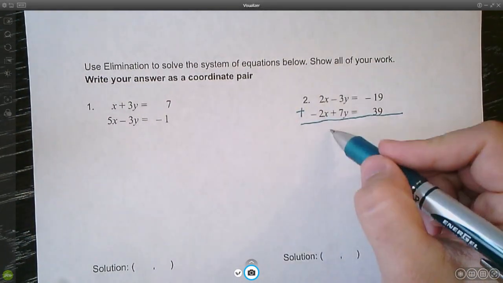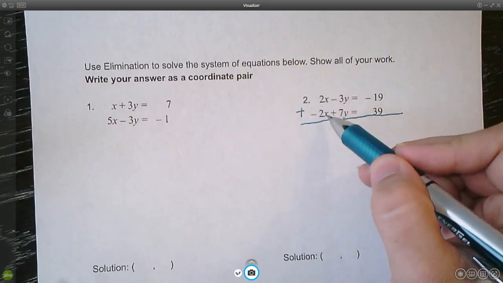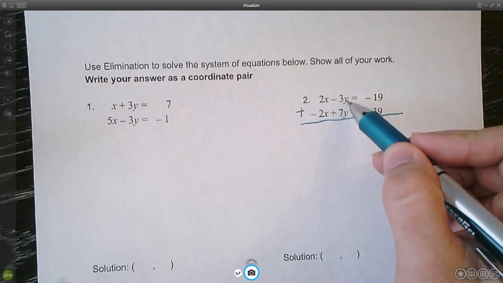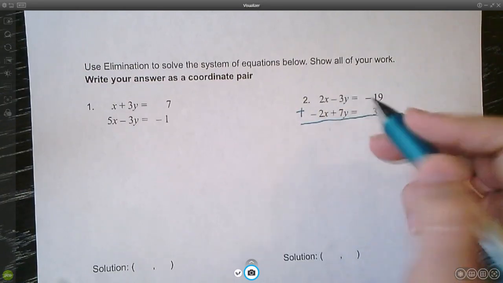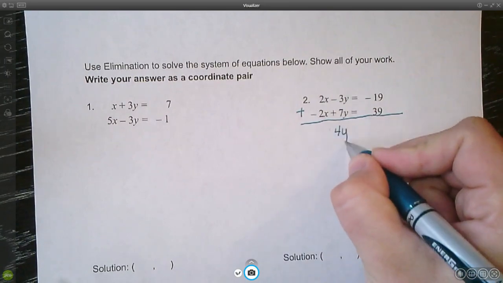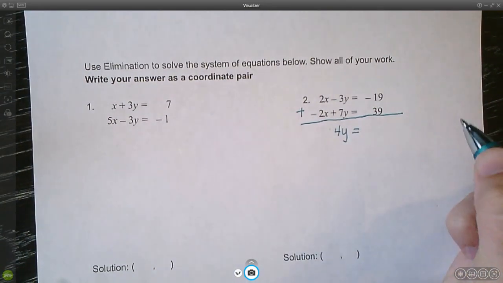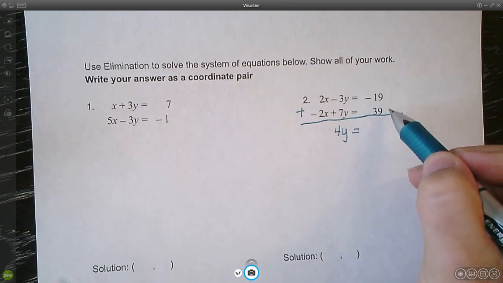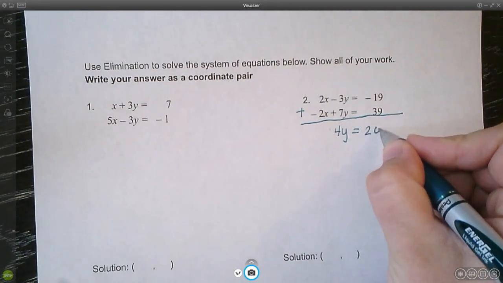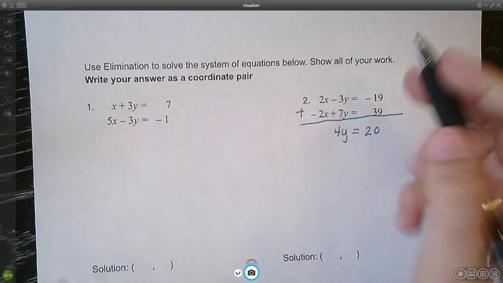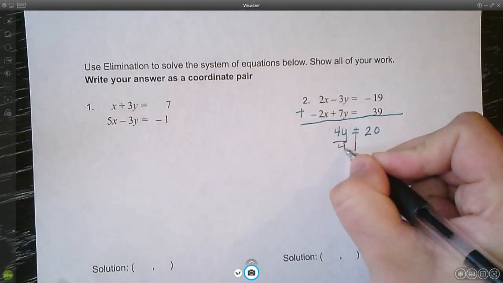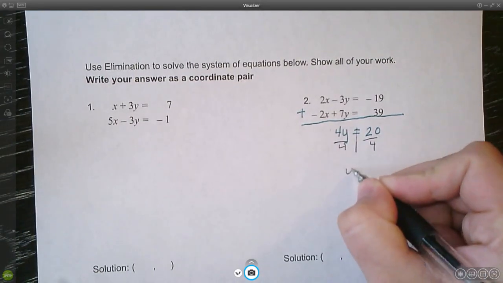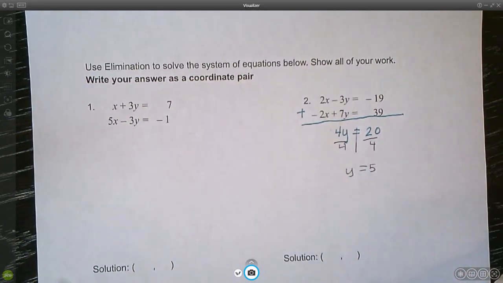So if I add straight down, these two things cancel out. Negative 3y plus 7y is 4y, and that equals negative 19 plus 39, and that will be 20. And then you divide both sides by 4, and you get y equals 5.